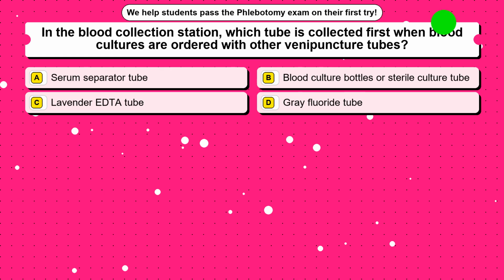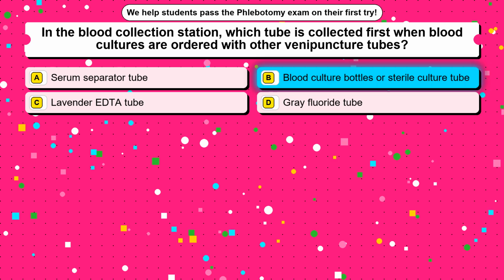Question 45. In the blood collection station, which tube is collected first when blood cultures are ordered with other venipuncture tubes? Option A, serum separator tube. Option B, blood culture bottles or sterile culture tube. Option C, lavender EDTA tube. Option D, gray fluoride tube. The correct answer is option B.